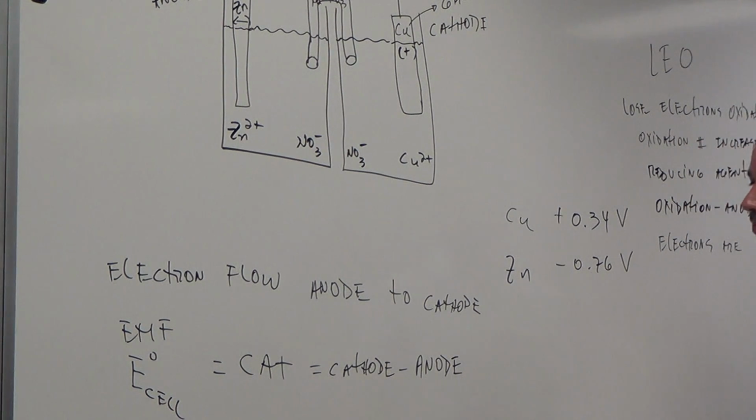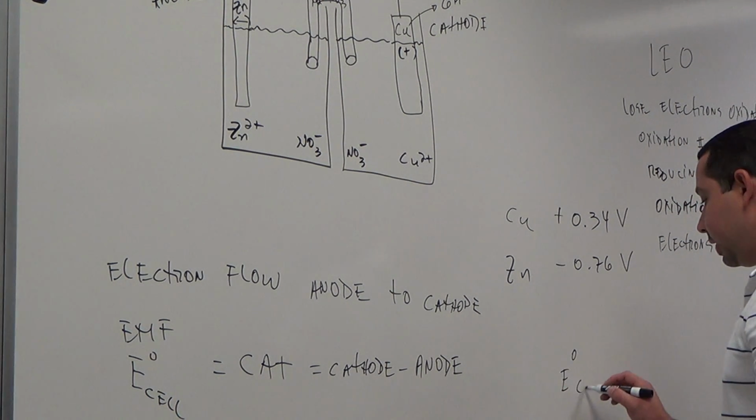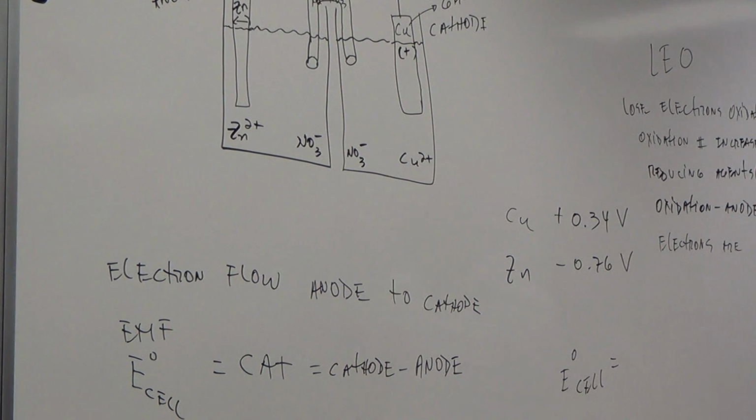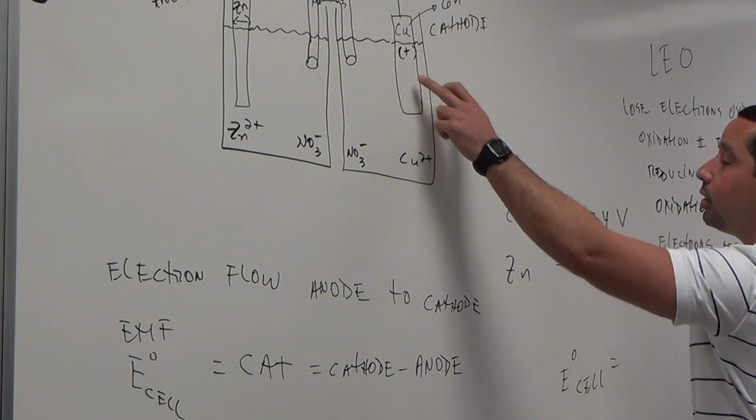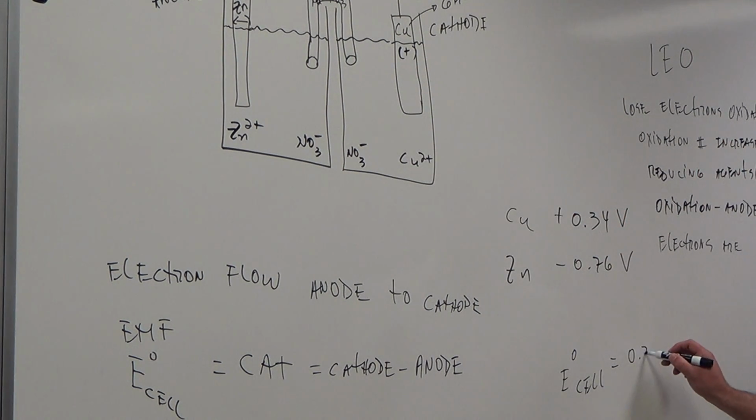So in order to calculate the EMF of this cell, we take the reduction potential of the cathode. Which one is the cathode? Copper. Cathode is copper, 0.34 volts, minus the reduction potential of the anode. And what is the reduction potential of the anode? Minus 0.76 volts. That will give you 1.10 volts. That's the EMF of this cell, or called cell potential.